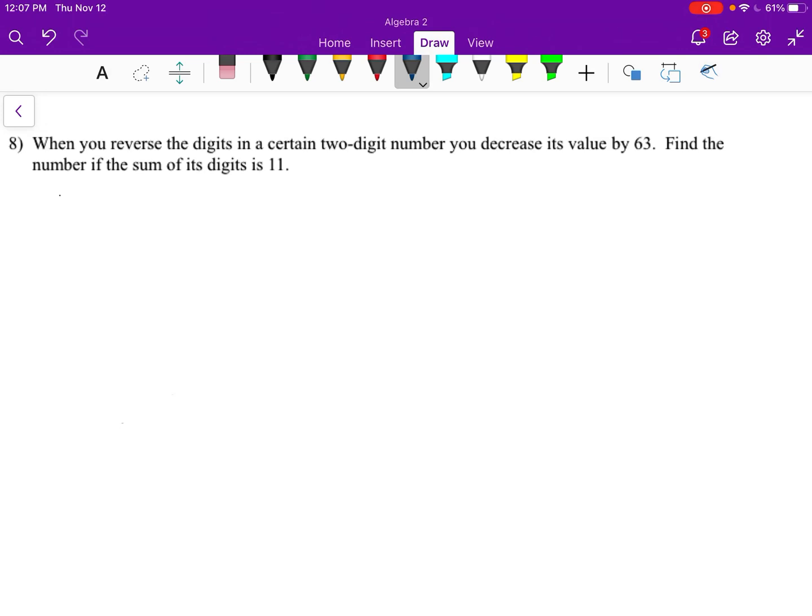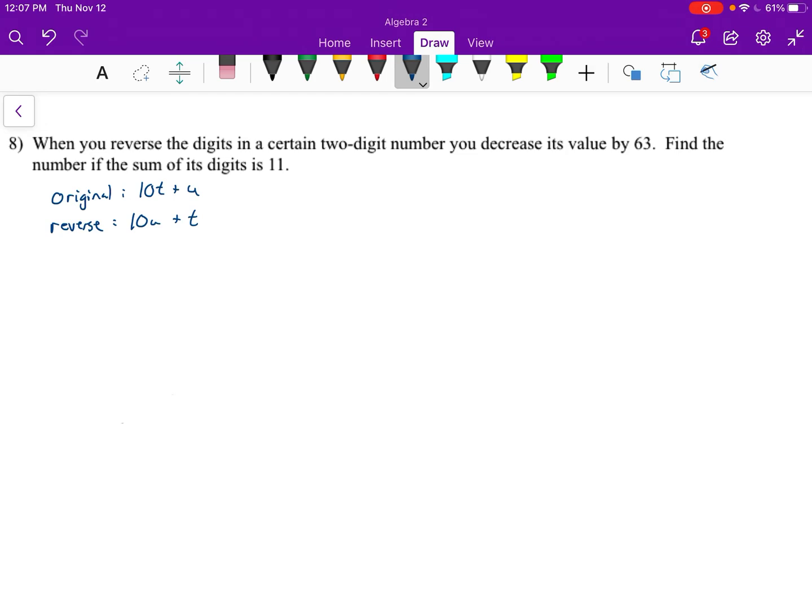As mentioned before, when you have these questions, you can right away say the original is 10 times the tens digit plus the units digit, and the reverse is going to be switching the t and u. That's going to be 10 times the units digit plus t.